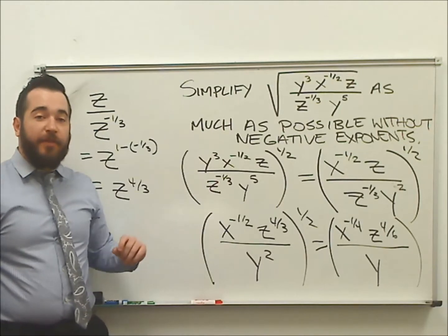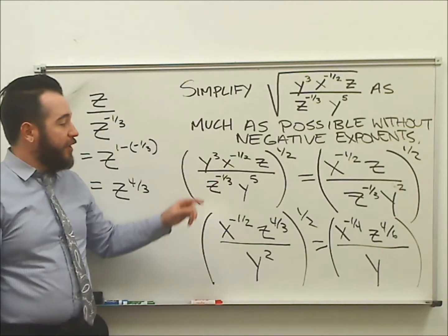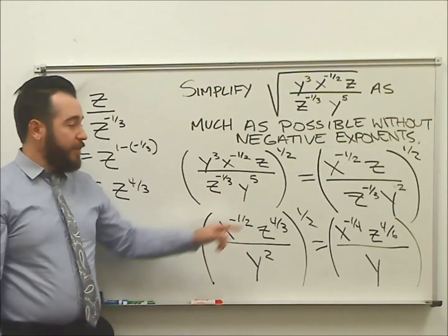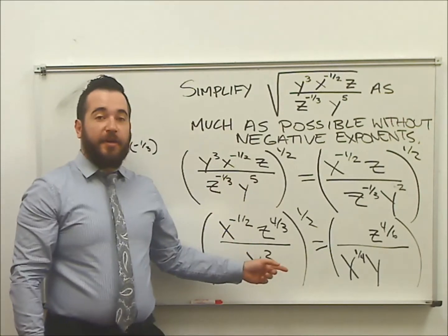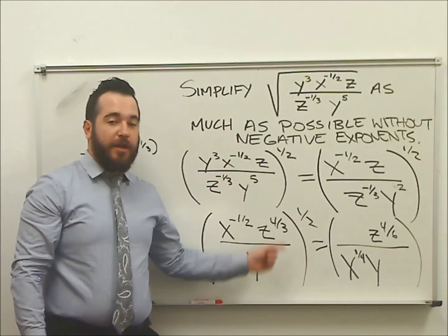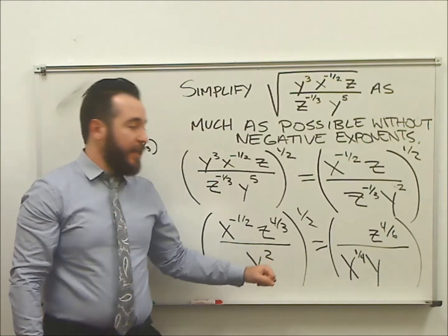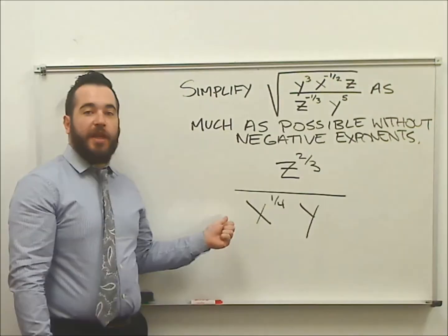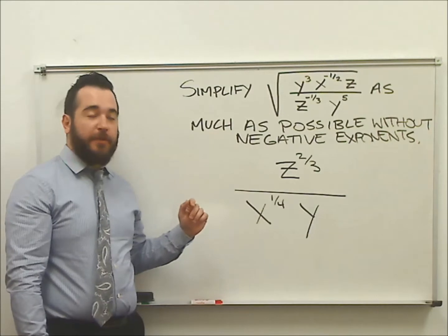Now we need to simplify this a little bit more. For example, 4/6 is just 2/3. And we also need to get rid of that negative exponent. So let's rewrite it one more time. We're going to flip that x down to the denominator, like so. x to the negative 1/4 in the numerator is x to the 1/4 in the denominator. And lastly, that z to the 4/6, we're going to rewrite as z to the 2/3. z to the 2/3 divided by x to the 1/4 times y.